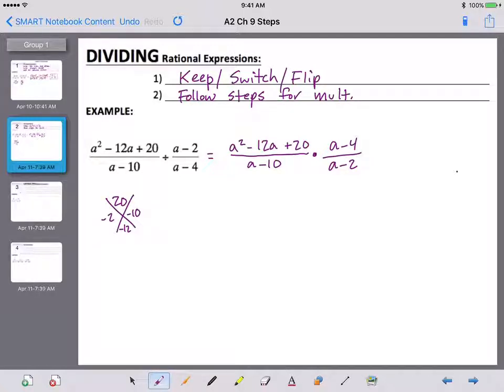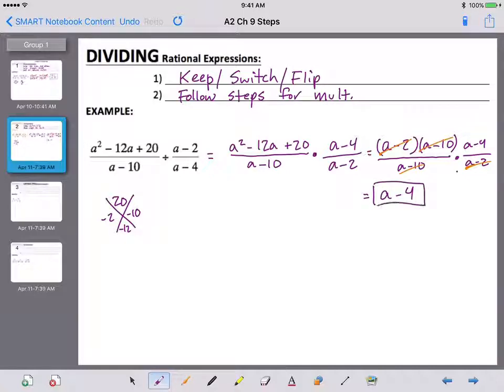So we can factor this first fraction as a minus 2 times a minus 10, all over a minus 10. And then we're multiplying by a minus 4 over a minus 2. And look at that, these a minus 2's are going to cancel. So are these a minus 10's. And we can reduce this entire problem down to a minus 4.